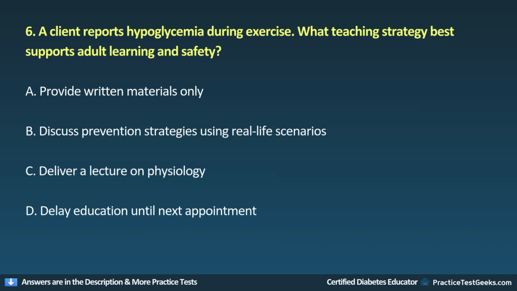6. A client reports hypoglycemia during exercise. What teaching strategy best supports adult learning and safety? A. Provide written materials only. B. Discuss prevention strategies using real-life scenarios. C. Deliver a lecture on physiology. D. Delay education until next appointment.